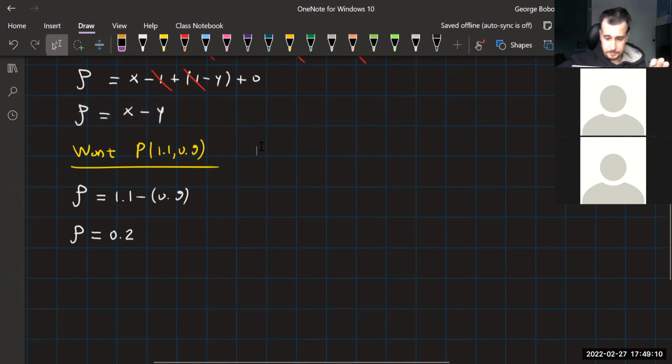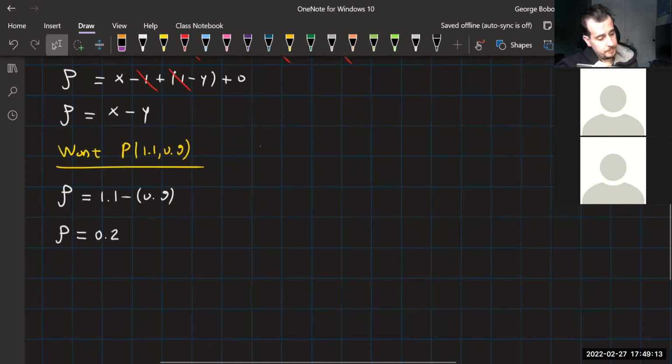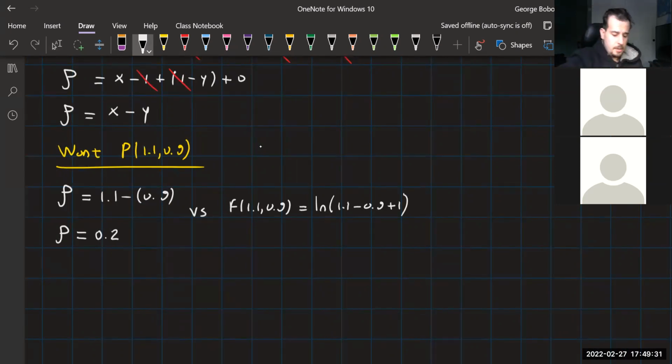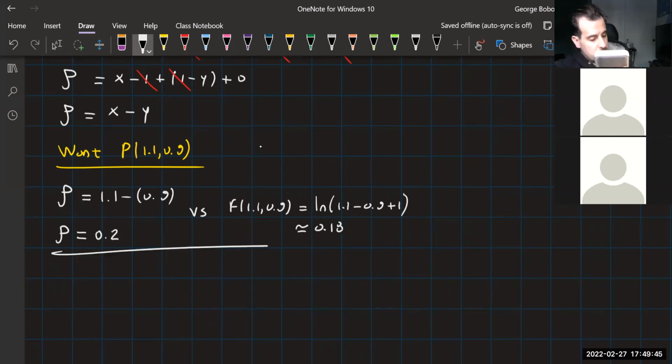You're gonna see. Let me show you what I mean. Do this right now. Evaluate the function at 1.1 and 0.9. So go ahead and do ln of 1.1 minus 0.9 plus 1. Do it in your calculator. What do we get? We get 1.1 minus 0.9 plus 1, and then we take the logarithm of 1.2 basically. So that is 0.18. Do you see how close it is?